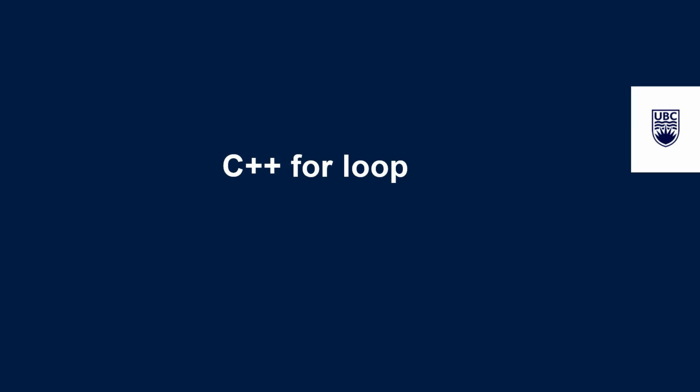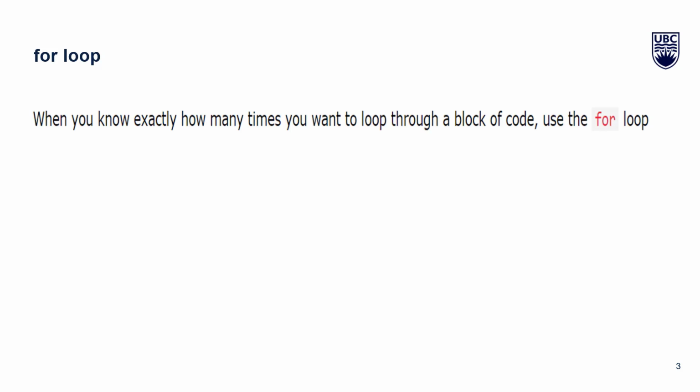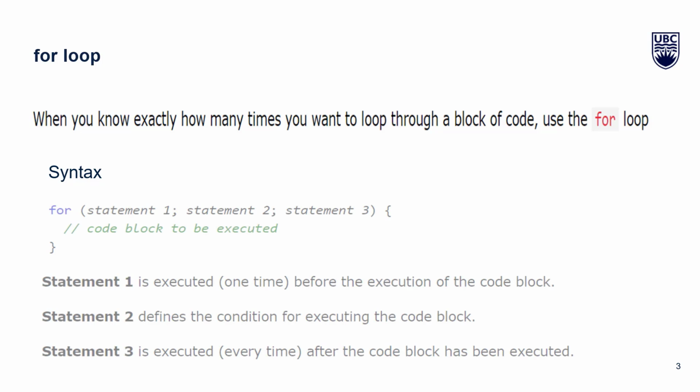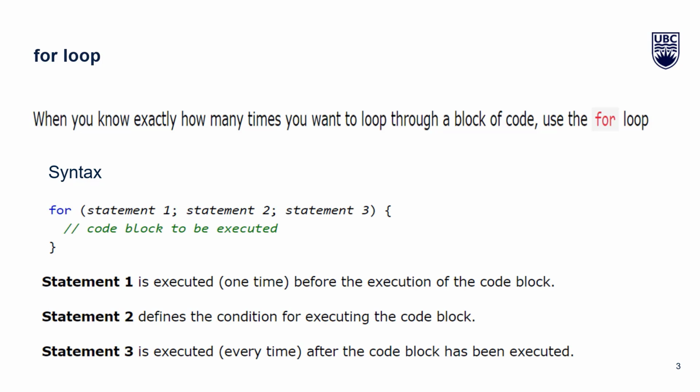Let's start by giving a brief introduction about the for loop in C++ programming. When you know exactly how many times you want to loop through a block of code, you can use the for loop. The syntax of writing the for loop is written in this way.